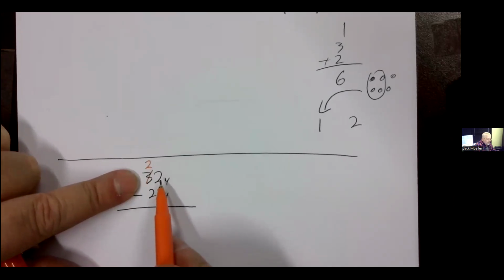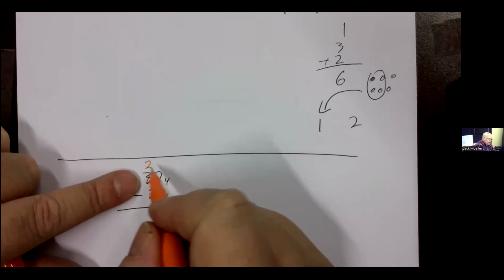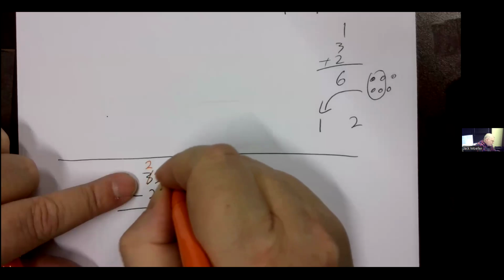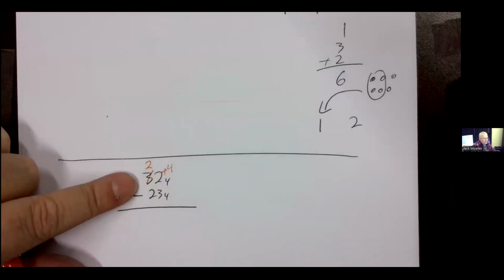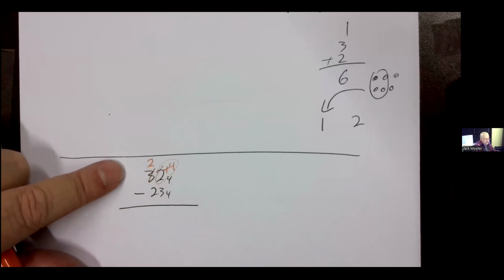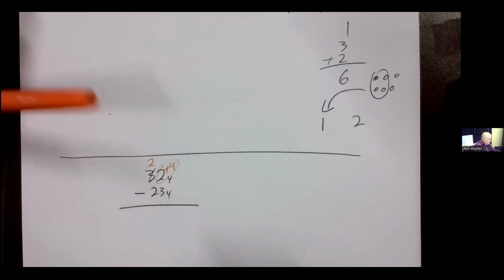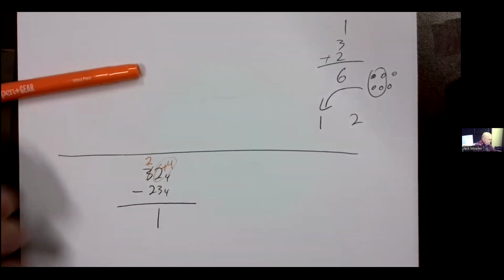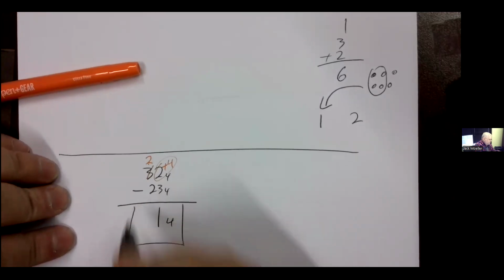But now here's the key: what do we add? You're used to putting a 1 there because you borrowed a 10, so you added a 10. But now we're borrowing 4. So what you have to do is add 4 to that number. That is the key for subtraction. So now we have 4 minus 3, which is 1. And then 2 minus 2, which is 0. And we're done.